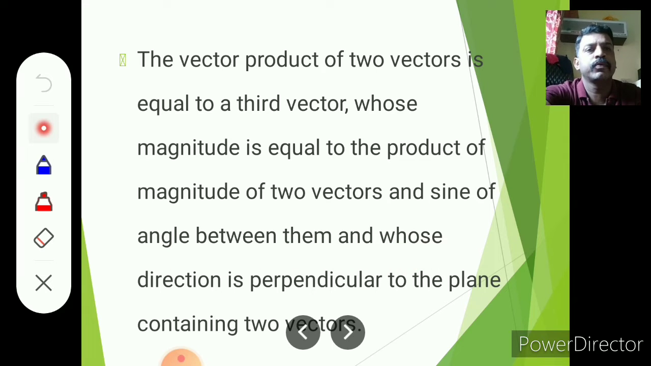The vector product of two vectors is equal to a third vector whose magnitude is equal to the product of the magnitudes of the two vectors A and B and the sine of the angle between them, and whose direction is perpendicular to the plane containing the two vectors.